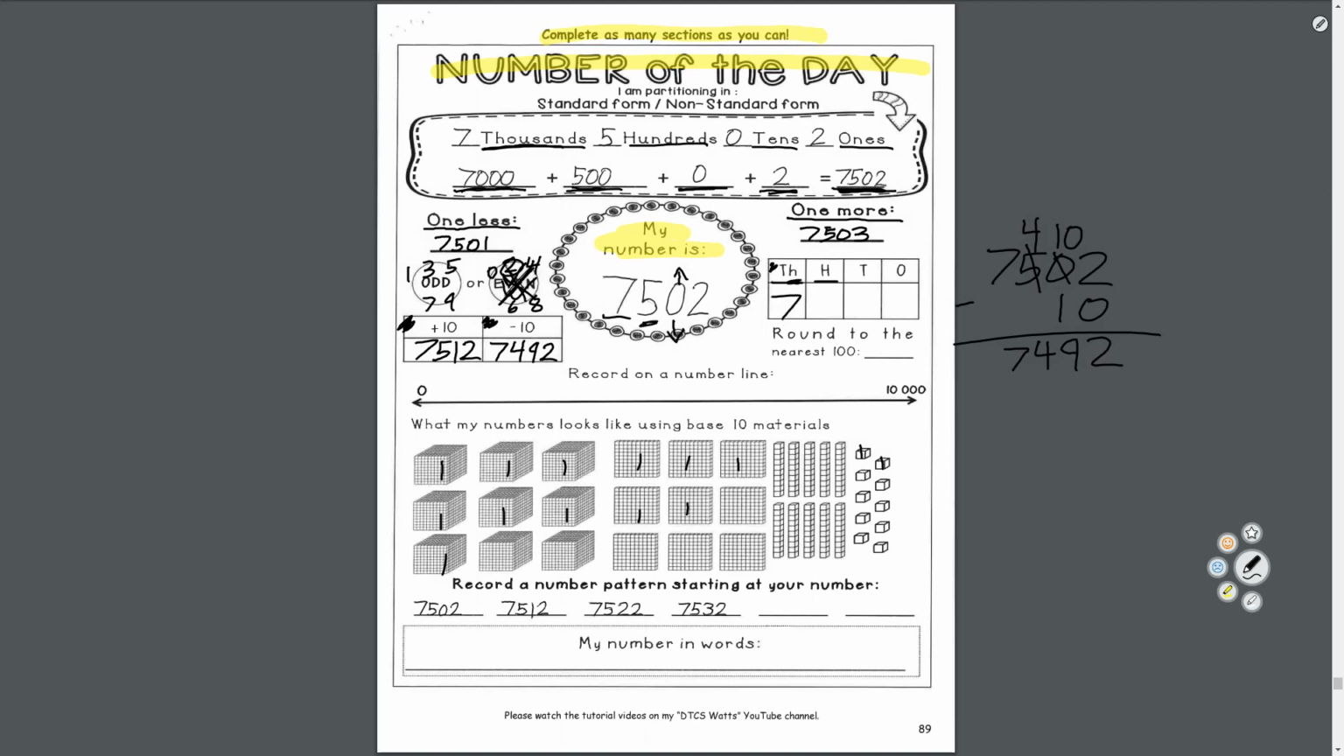Place value: in the thousands place, we have 7. In the hundreds place, we have 5. In the tens place, we have 0. And in the ones place, we have 2.